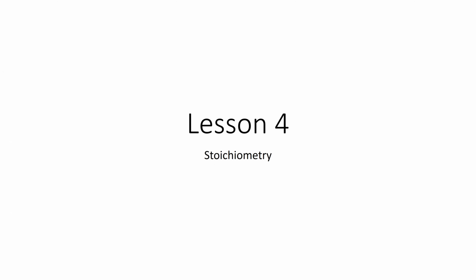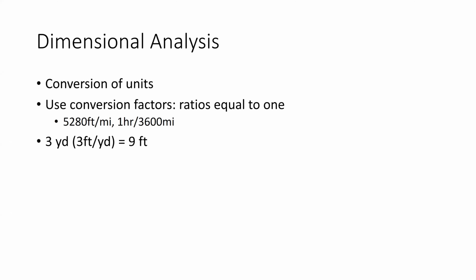This is kind of math heavy, so you should probably get a calculator if you don't already have one, or use your phone. I want to make sure everyone has a calculator. So the first important topic I want to talk about is dimensional analysis, converting between units. We use what are called conversion factors. These are ratios equal to 1. Because 1 is the multiplicative identity, it won't change anything. All it does is change the unit.